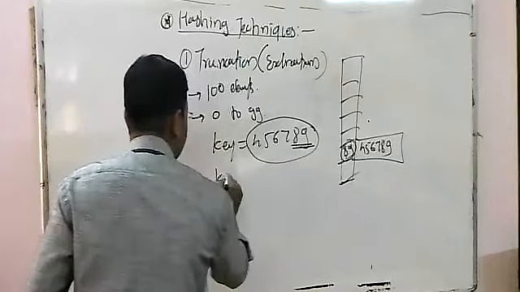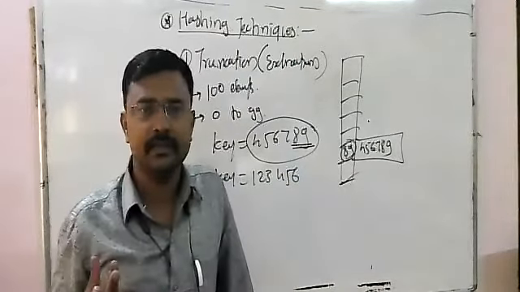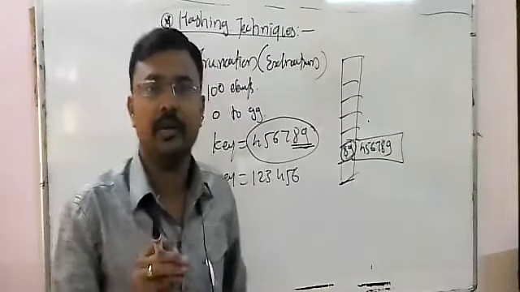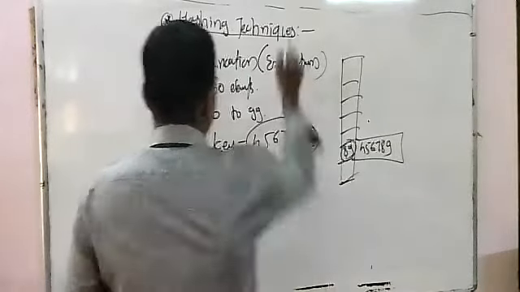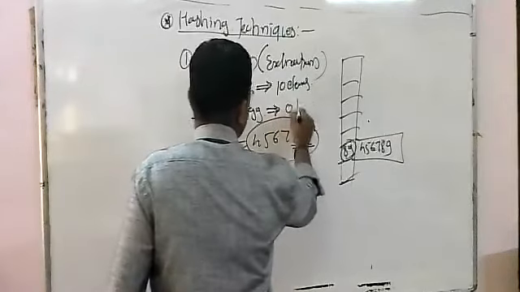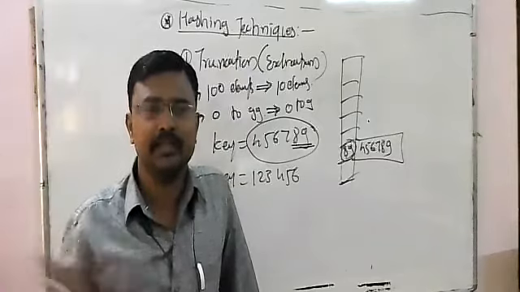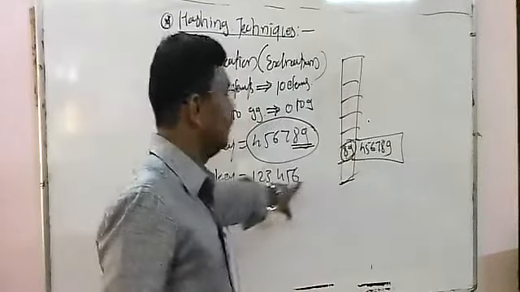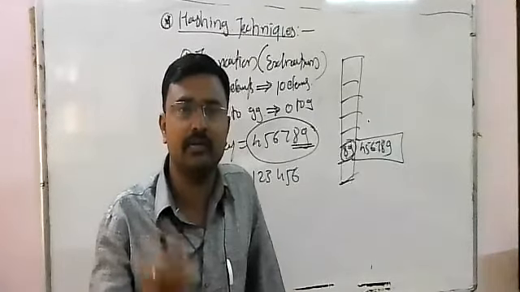Suppose another example, suppose your key is like this. Where will it be stored in your hash table? At 56. Simple calculation: we have just extracted the last two digits from your given key. Now suppose your hash table has a capacity of only 10 elements, and the range is from 0 to 9. In such a case, extract the last one digit. For this number, its index is 9. For this, its index is 6. Got it? The first hashing technique is truncation, also called extraction.